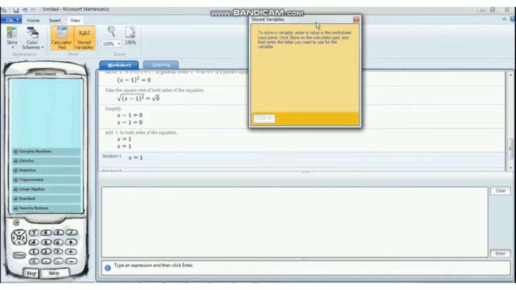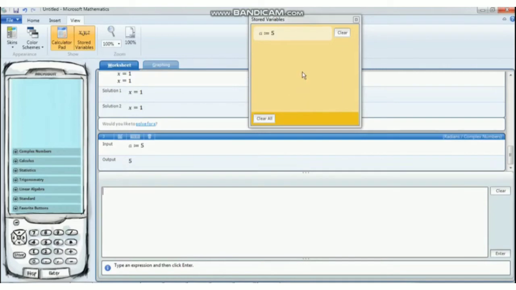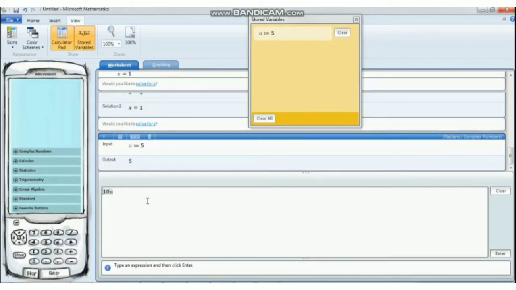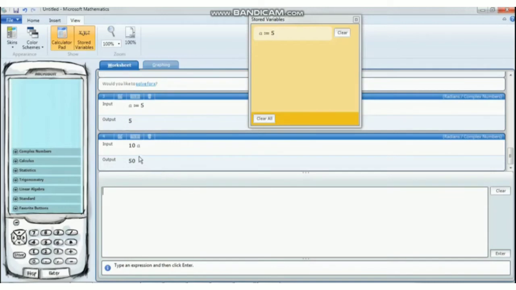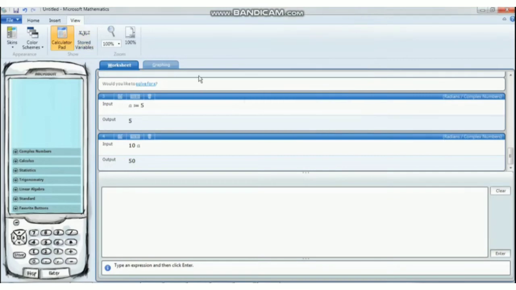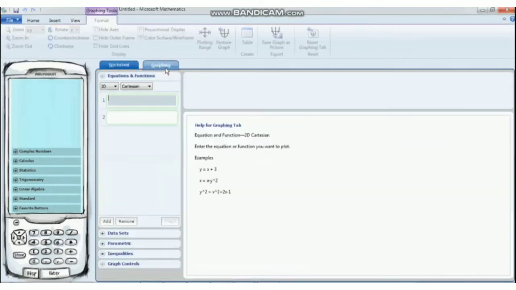And the stored variable, for example, we type a is equal to 5. It will be written in the stored variable, and then if we type a again and press enter, the output will be 50. It means that a, which is 5, is multiplied by 10. And then we can do graphing here.